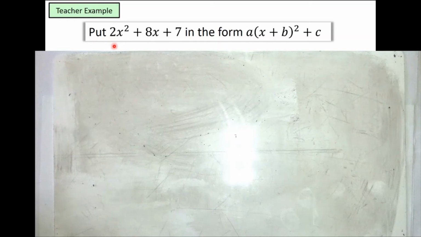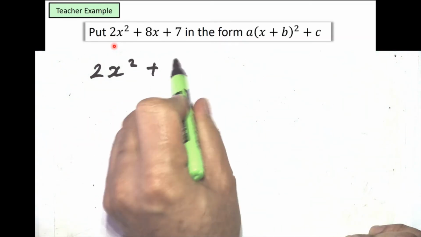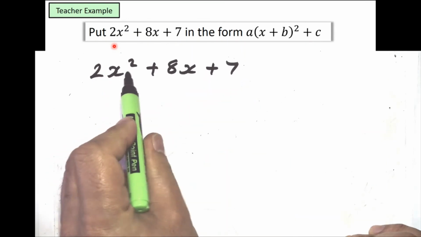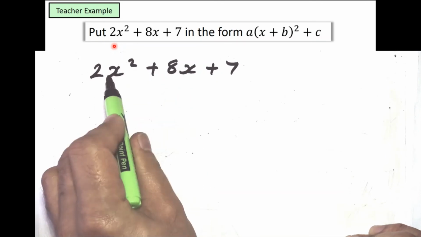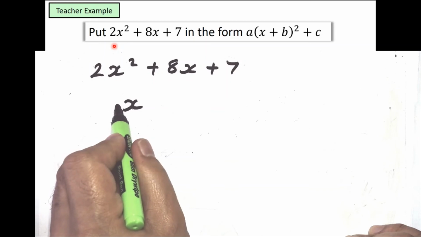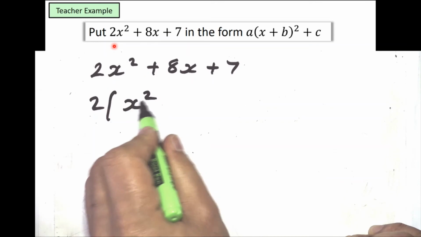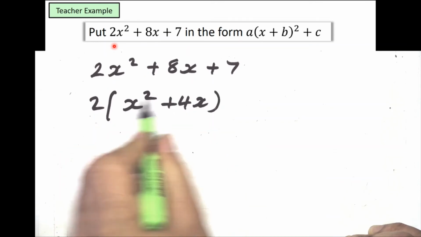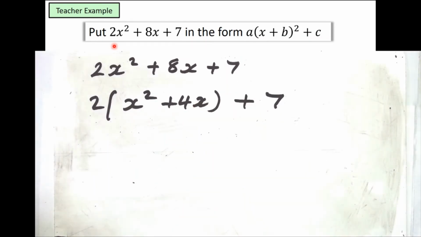So for the first part in this question, with 2x squared plus 8x plus 7, we're going to factorize the first two terms so that we end up with the x squared coefficient being 1. So that's 2 on the outside, which gives me x squared plus 4x inside the bracket, and the plus 7 is still outside the bracket.